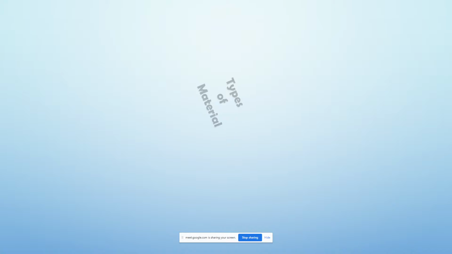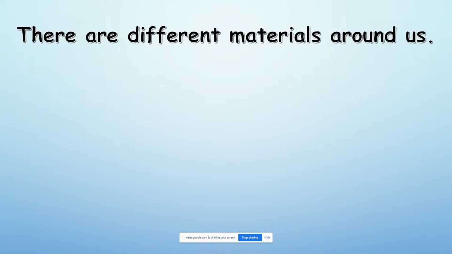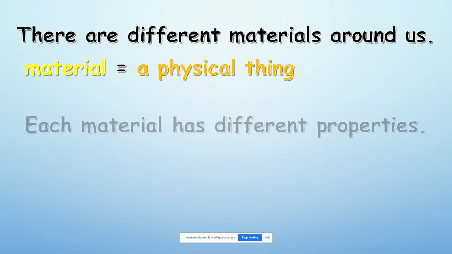Let's discuss the different types of material first. There are different materials around us. When you say material, it is a physical thing.